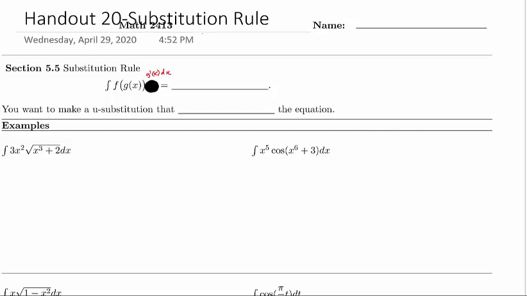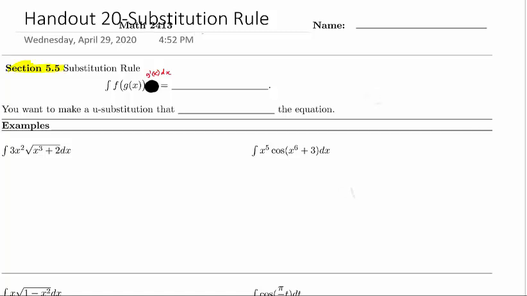Like I said, we're going over the substitution rule. This is section 5.5 in your book. Basically what we're going to be doing here is reversing the chain rule, right? So reversing the chain rule. So how do we do that? Well, I will show you how to do that.